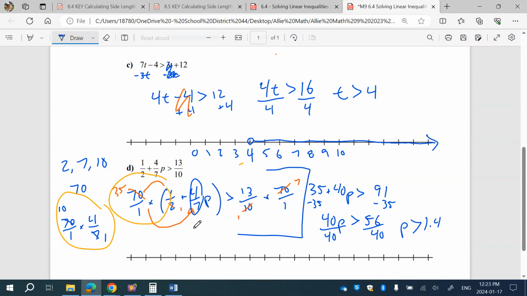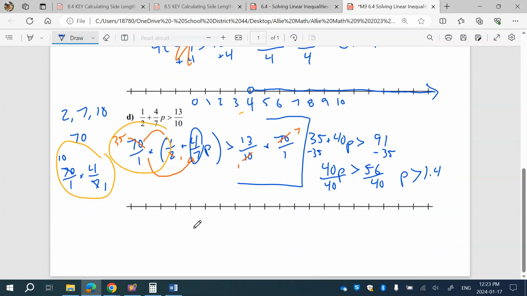I don't know if I can scroll down that much longer, so hopefully you can see this. Let me see if I can zoom out a little bit. Not quite. Let's do this as 0, 1, 2, 3, 4, 5. So 1.4 would be about right there. It's not going to be filled in, though, because it is not equal to. It's just greater than. So put a dot there, and it's going to be all of those numbers that way.